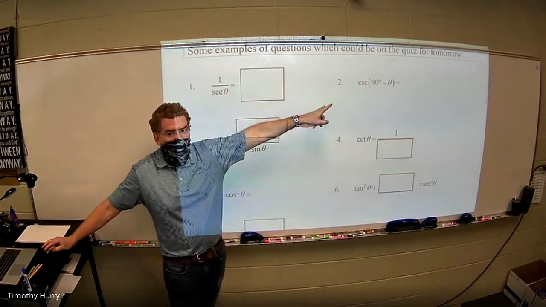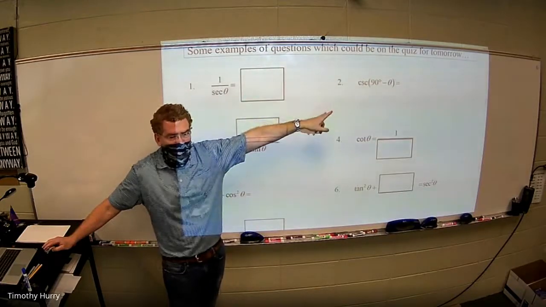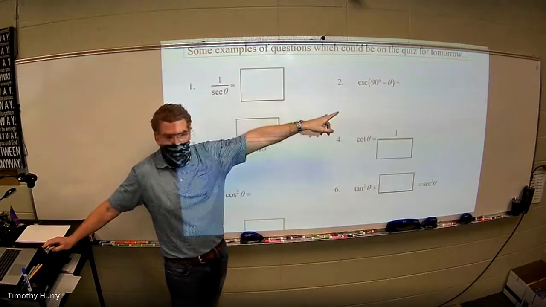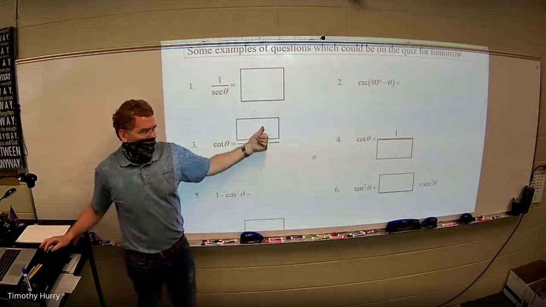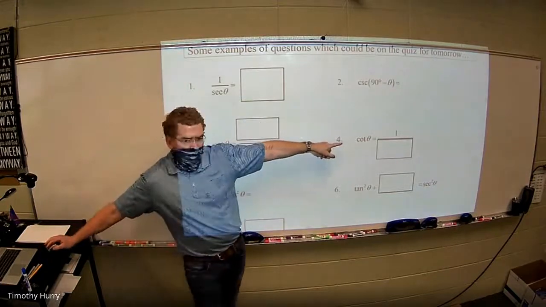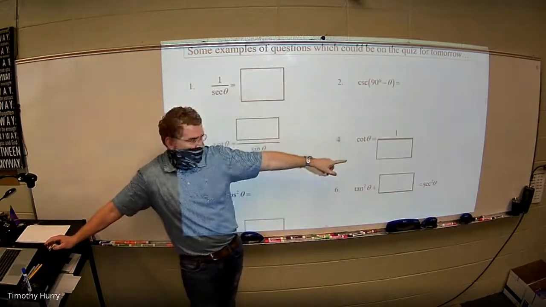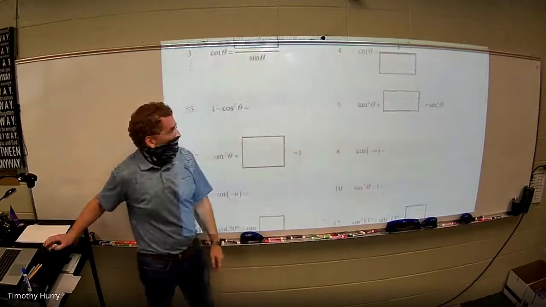Secant, because that's a co-function. So if it's cosecant, it's related to secant of what? Theta. What's this? Cosine theta over sine theta. What's that? 1 over tangent theta. You're getting all these right. You got a good start.